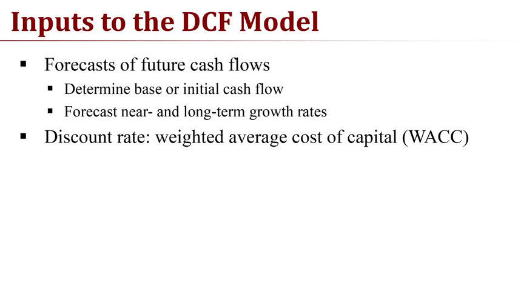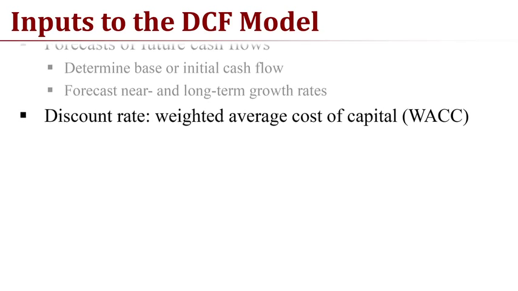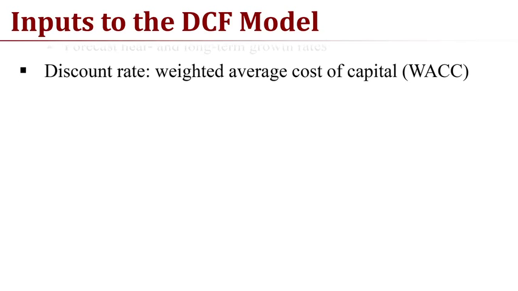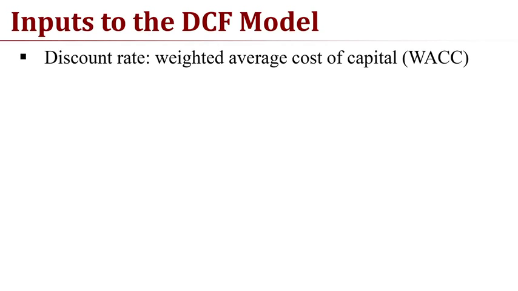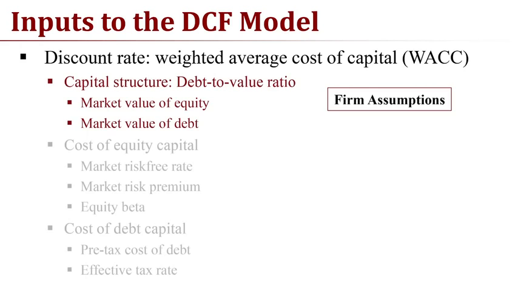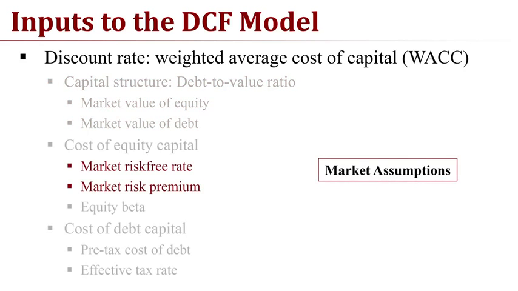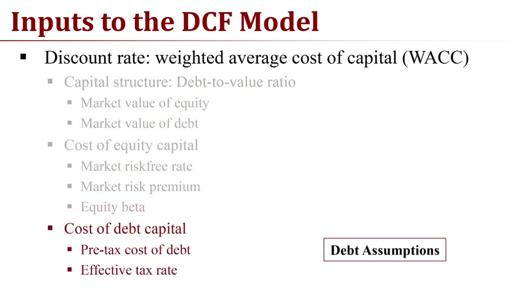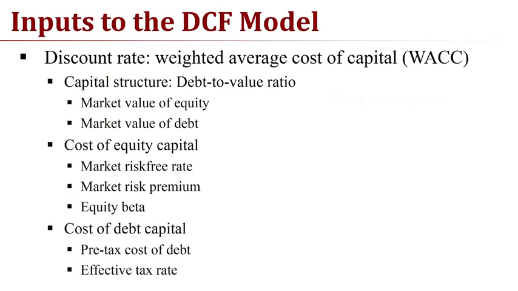Of course, to discount these cash flows, we need a discount rate. Since we're using the cash flows to the overall firm and we're calculating a firm-wide value, we need to use the firm's cost of capital, known as the weighted average cost of capital. I like to organize the inputs to the weighted average cost of capital into firm assumptions, market assumptions, equity assumptions, and debt assumptions.